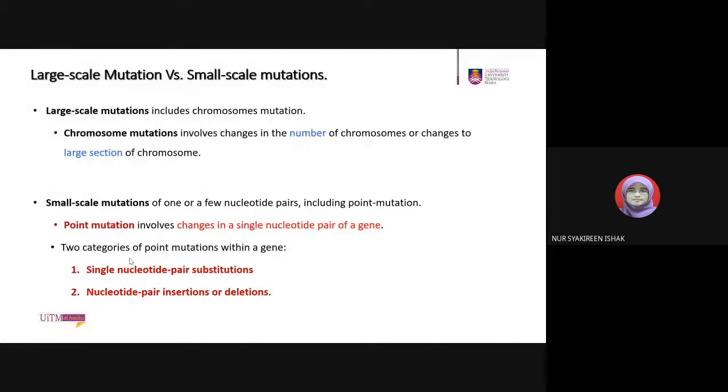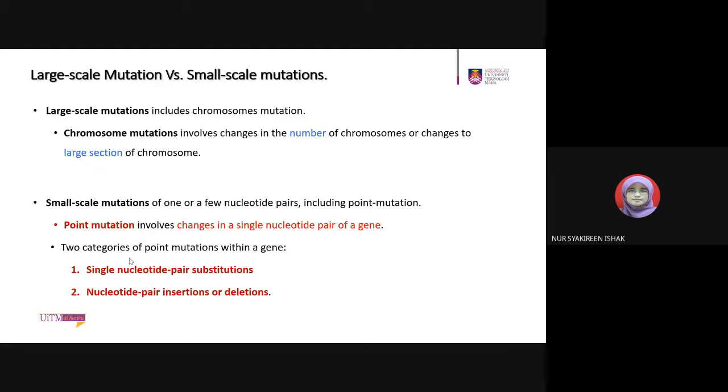So large scale mutations include chromosome mutation. Okay, so chromosome mutation ni maksudnya awak tukar the number of chromosomes within the genome of that organism can change. Contohnya Down syndrome. So instead of each cell having 46 chromosomes, they have 47 due to an extra chromosome at chromosome 21 contohnya. Alright, or changes to a large section of chromosome.